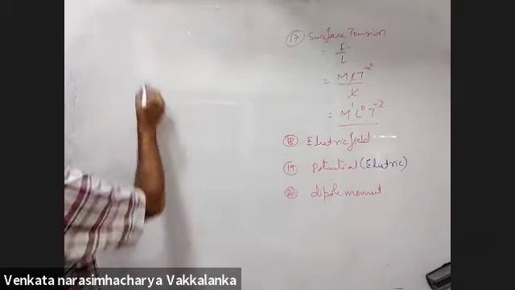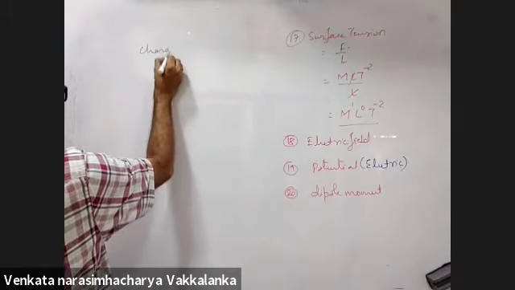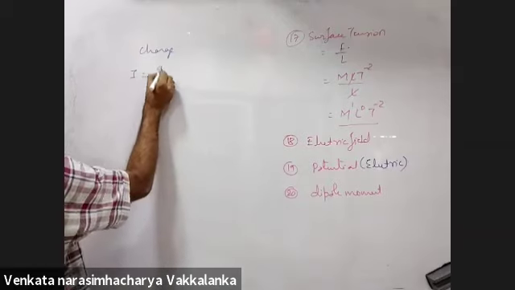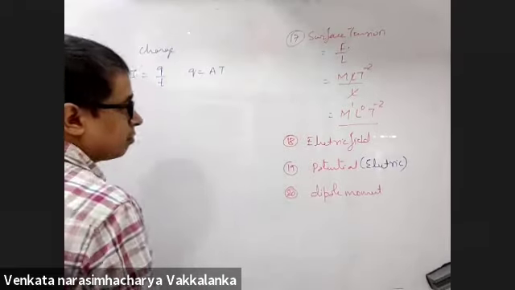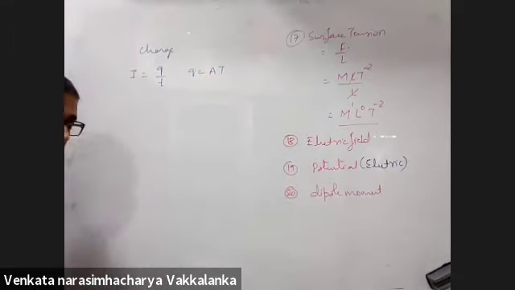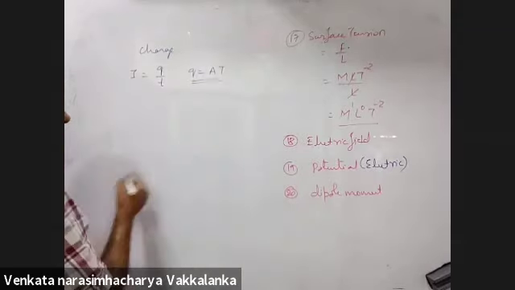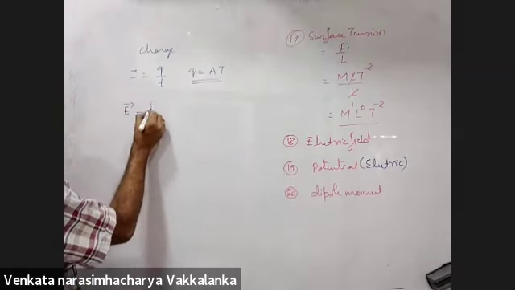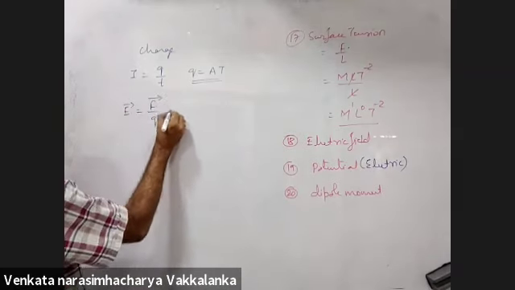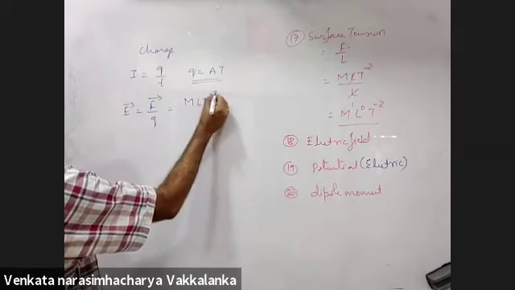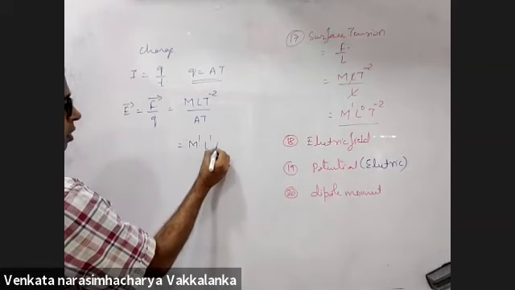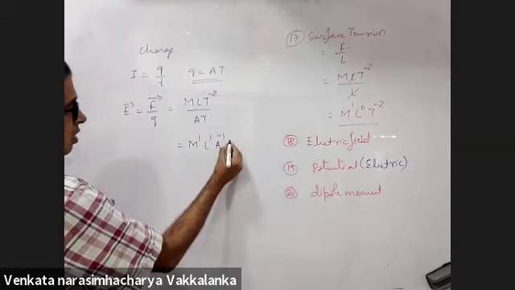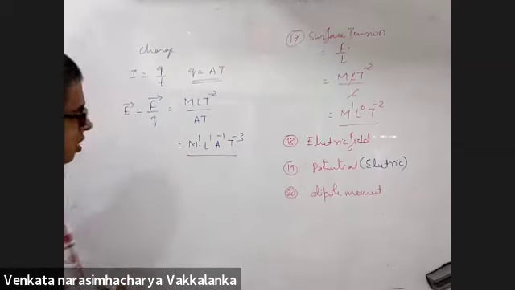Electric field. First of all, calculate charge. I is equal to Q by T. Charge is ampere time. Fundamental unit is current, not charge. Right? Now electric field is force per unit charge. Force is M L T to the power minus 2 divided by A T, so M to the power 1 L to the power 1 A to the power minus 1 T to the power minus 3 is for electric field.